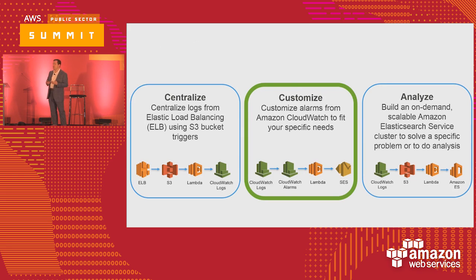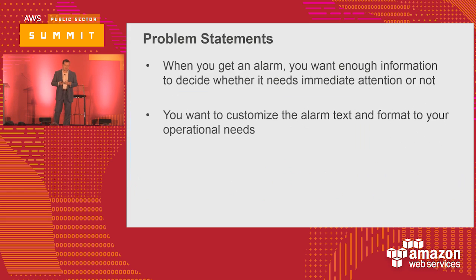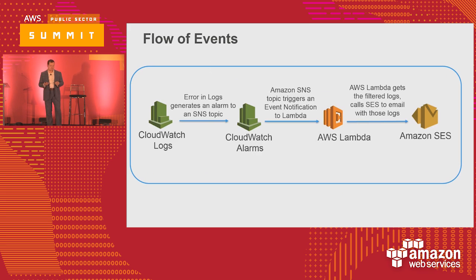So now let's talk about customizing alarms. So you get an alarm, and you don't just want to know that, hey, this alarm has triggered. You want to know what has actually triggered this alarm, what's the information that I need in the alarm text for it to be useful for you. So what we're going to do here is we have CloudWatch logs. We have an alarm configured in CloudWatch. That triggers an SNS topic. SNS is our Simple Notification Service. And the SNS topic triggers a Lambda function.